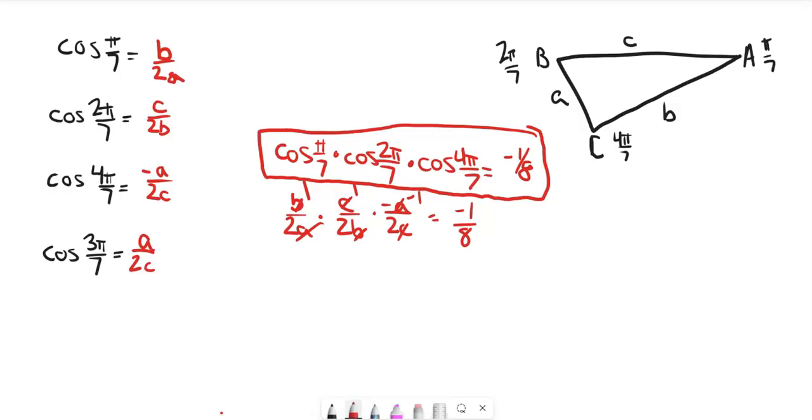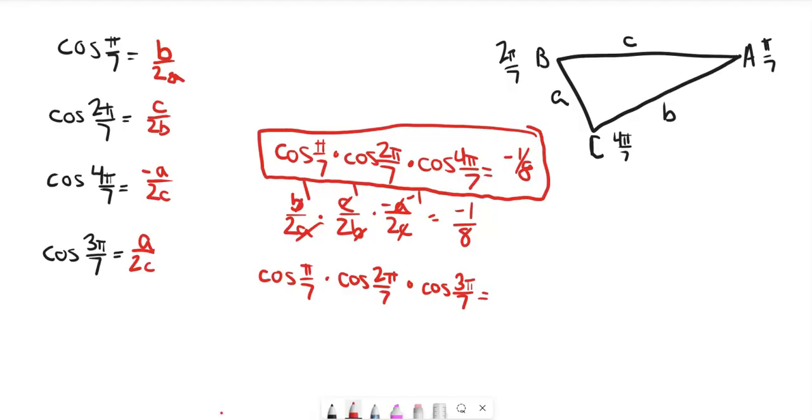I've always thought that was a fascinating answer to these three weird cosines, where Americans typically don't deal with pi over 7 unless it's in a mathematical Olympiad, and it comes out with this nice, neat answer of negative 1/8. But the thing is, we also have that cosine of 3 pi over 7. So let's do that product next with pi over 7 and 2 pi over 7. Like I said, I've seen this before in videos that do these mathematical Olympiad problems.